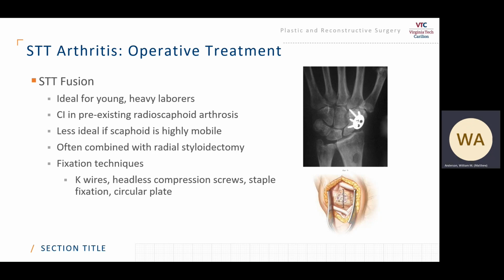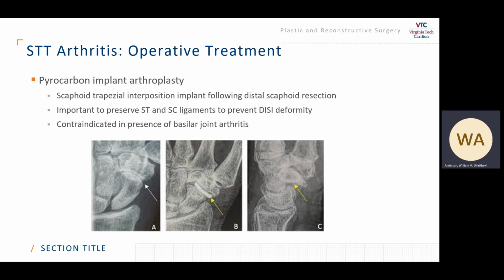Various fixation techniques have been described, including K-wires, compression screws, staples, and circular plates. Pyrocarbon implant arthroplasty is also an option for STT arthritis. This involves a scaphoid trapezial interposition implant that is placed following distal scaphoid resection. It is important when using this implant to preserve the ST and SC ligaments. Otherwise, this could lead to a DISI deformity, and it is notably contraindicated in the presence of concomitant basilar joint arthritis.